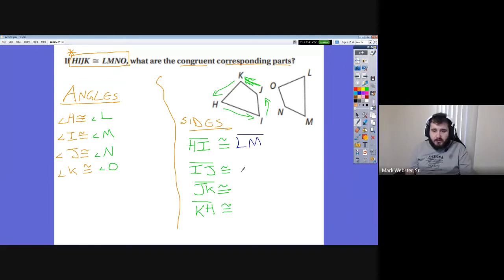IJ is the next one, 2 and 3. So 2 and 3 is M and N. And again, I'm not following the picture. I'm looking explicitly at this here. JK. Well, what's J? J is the third letter. K is the fourth letter. Third, fourth. NO. Last one, KH. Fourth letter, first letter. OL.